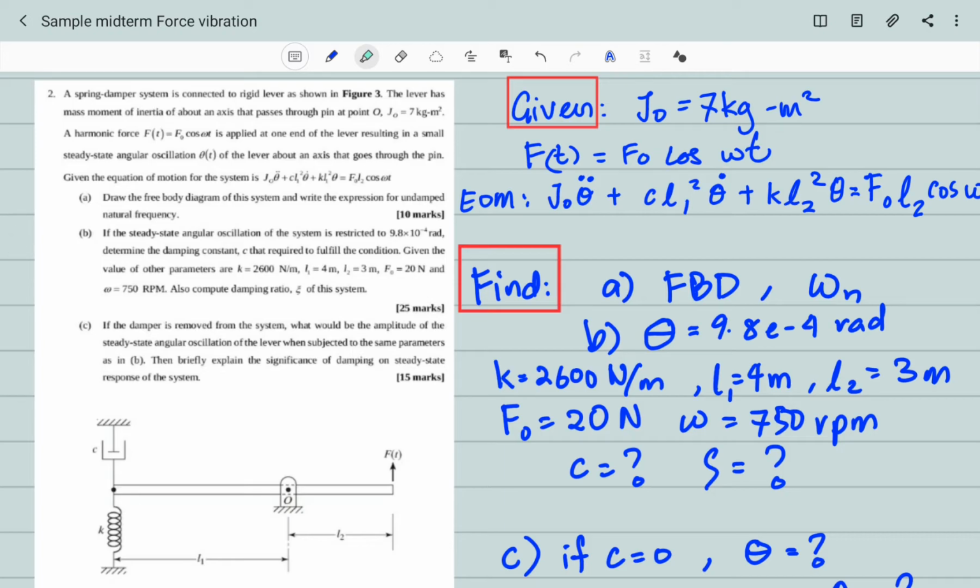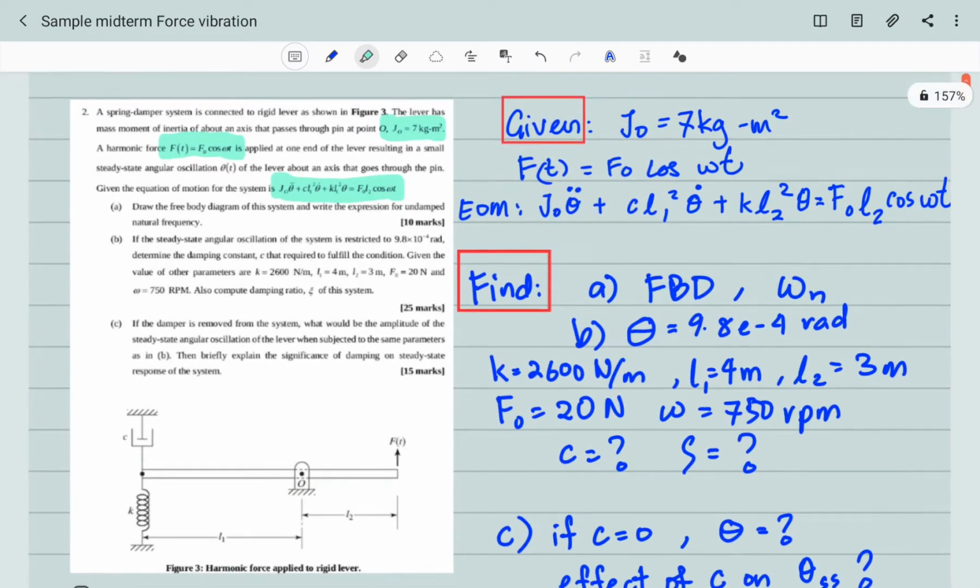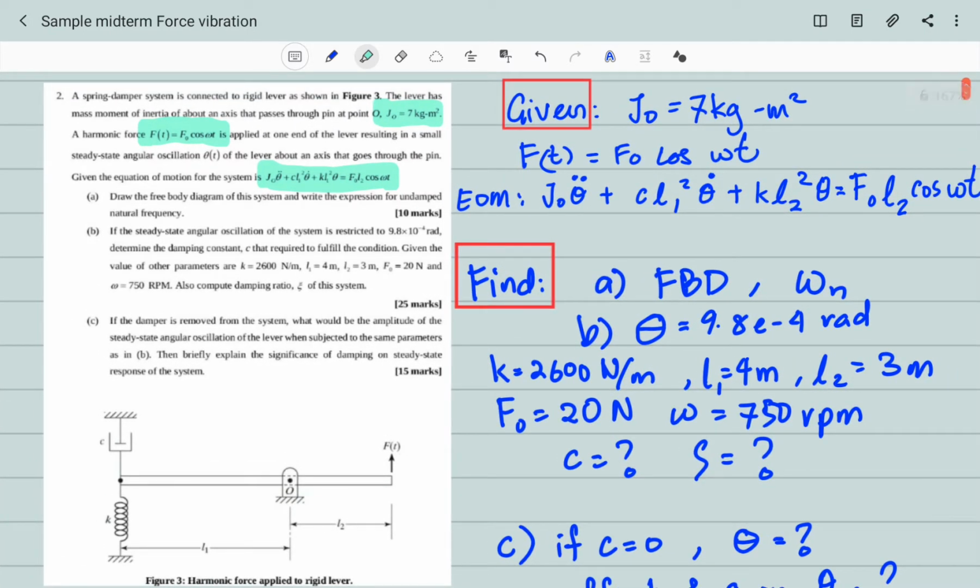So put it in terms of variables when you read the question. If you take a look at this, they gave you the J naught. I already listed down the variables given. The J naught is given. They define F(t) as F naught cosine omega t, and they also give you the equation of motion. So it's fairly easy. You just have to list out the things that you need to find.